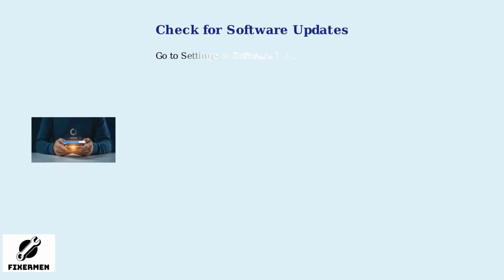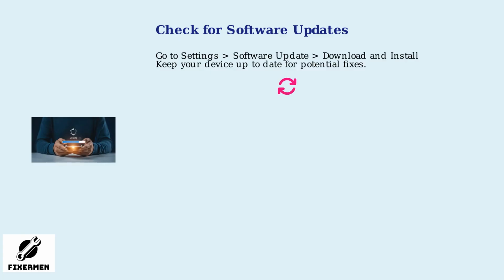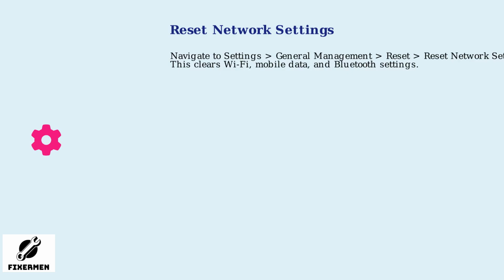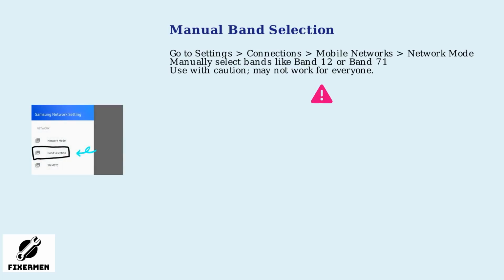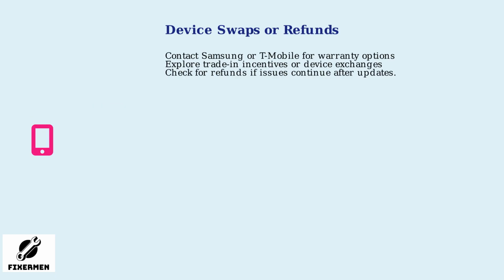While waiting for official updates, start by ensuring you have the latest software updates installed on your Samsung Galaxy S25. Next, try resetting your network settings to clear any configuration issues. Contact T-Mobile customer support to report the issue and explore options like a SIM card replacement or network reset. Some tech enthusiasts recommend manually selecting network bands in your phone's settings, but proceed with caution as this may not be suitable for all users. If problems persist, consider exploring device swaps or refunds under warranty as a last resort.